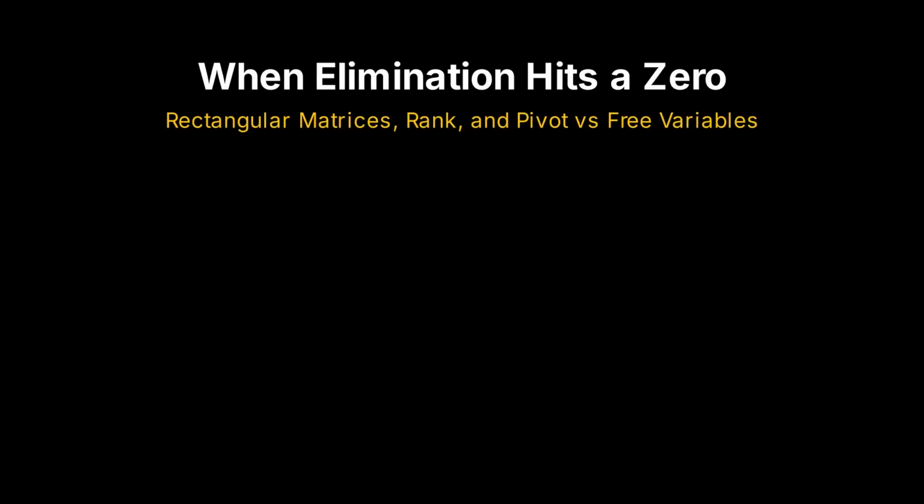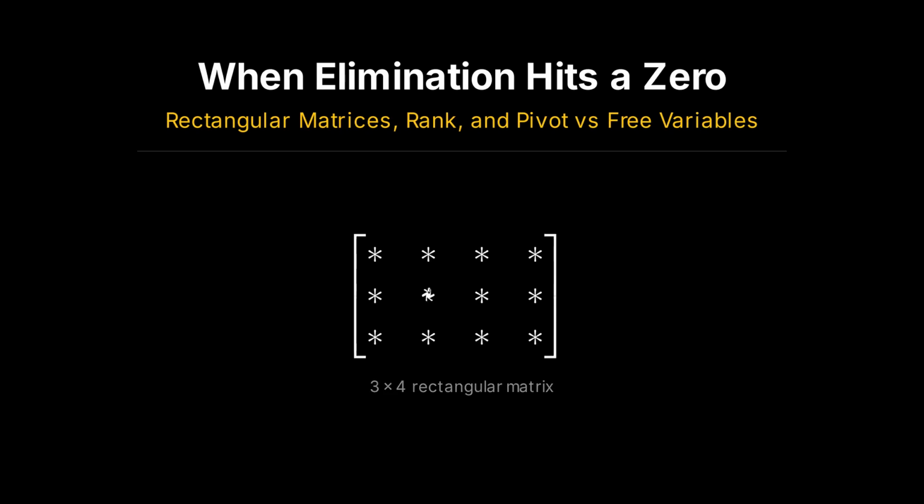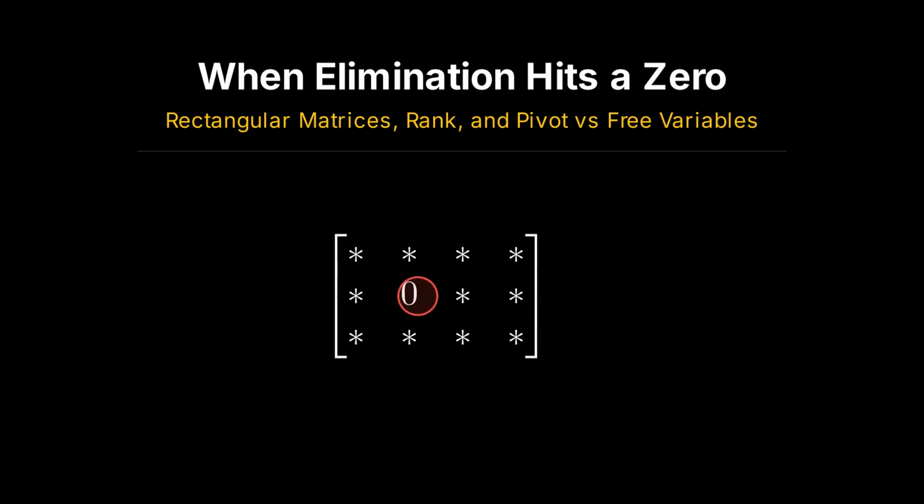You've learned elimination on square matrices. But what happens when a 0 appears in the pivot position and there's no row below to swap with? Most students freeze here, and they think elimination has failed. It hasn't. And that 0 tells you something fundamental about the matrix structure. Learning to read that signal is the key to understanding the null space.